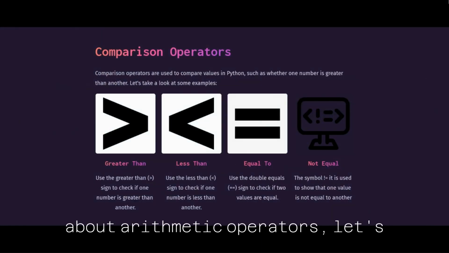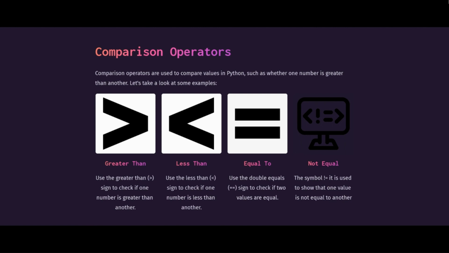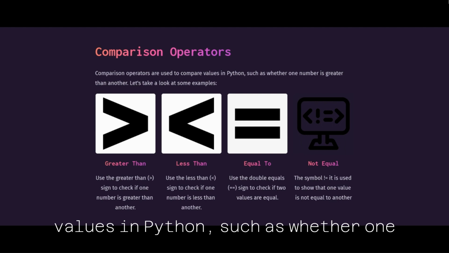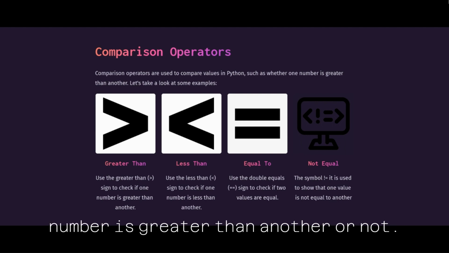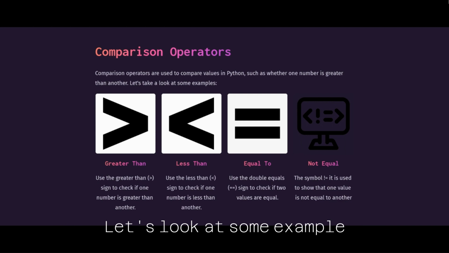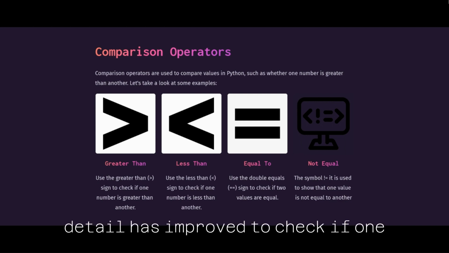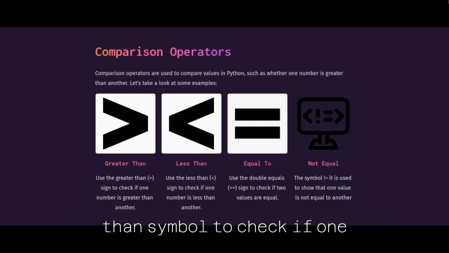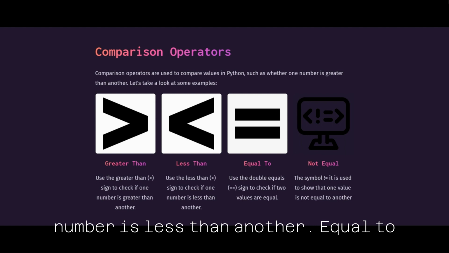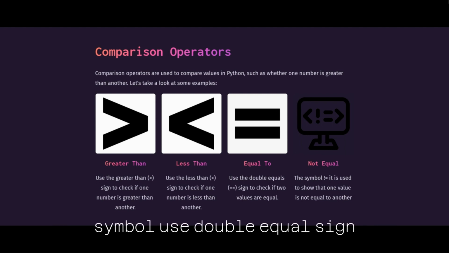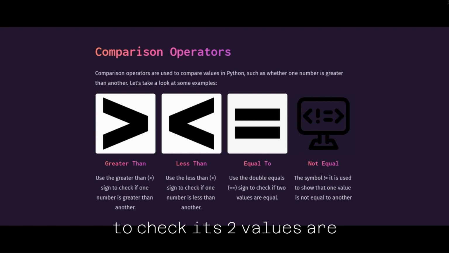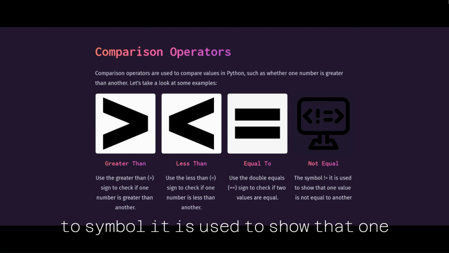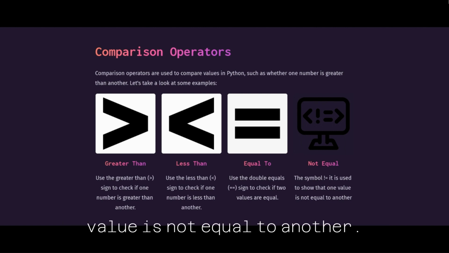Now that we have talked about arithmetic operators, let's talk about comparison operators. Comparison operators are used to compare values in Python, such as whether one number is greater than another or not. Let's look at some examples. Greater than symbol to check if one number is greater than another. Less than symbol to check if one number is less than another. Equal to symbol: use the double equal sign to check if two values are equal or not. Not equal to symbol: it is used to show that one value is not equal to another.